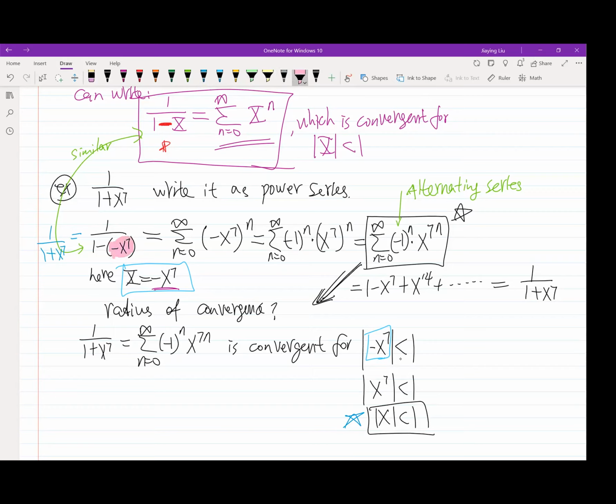So here I have negative x to the 7, but in the one that I have above, I have negative capital X. So that means capital X is equivalent to negative x to the 7. That's why I have this relation down here, right? So any expression in the example you're working on that's equivalent to capital X has to be less than 1.